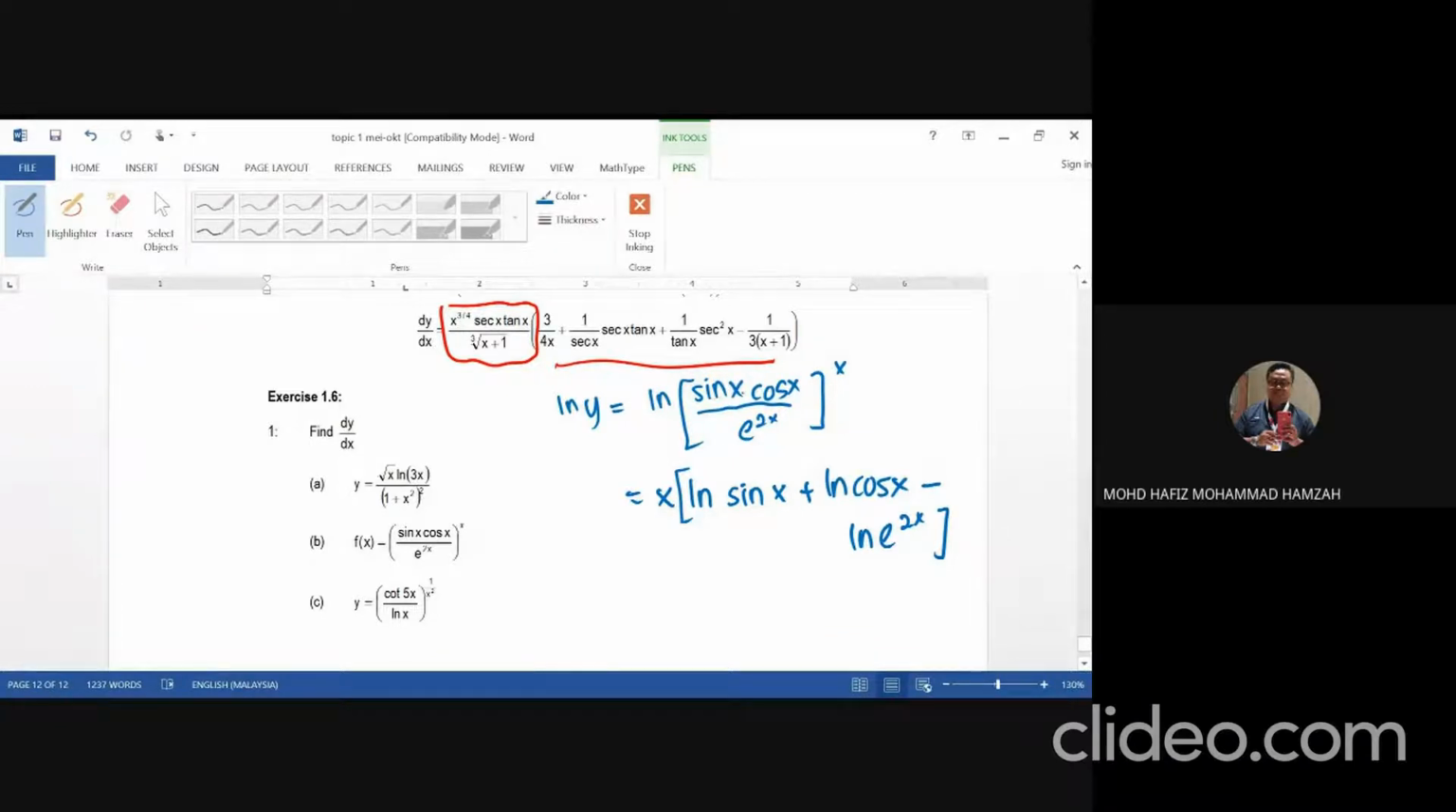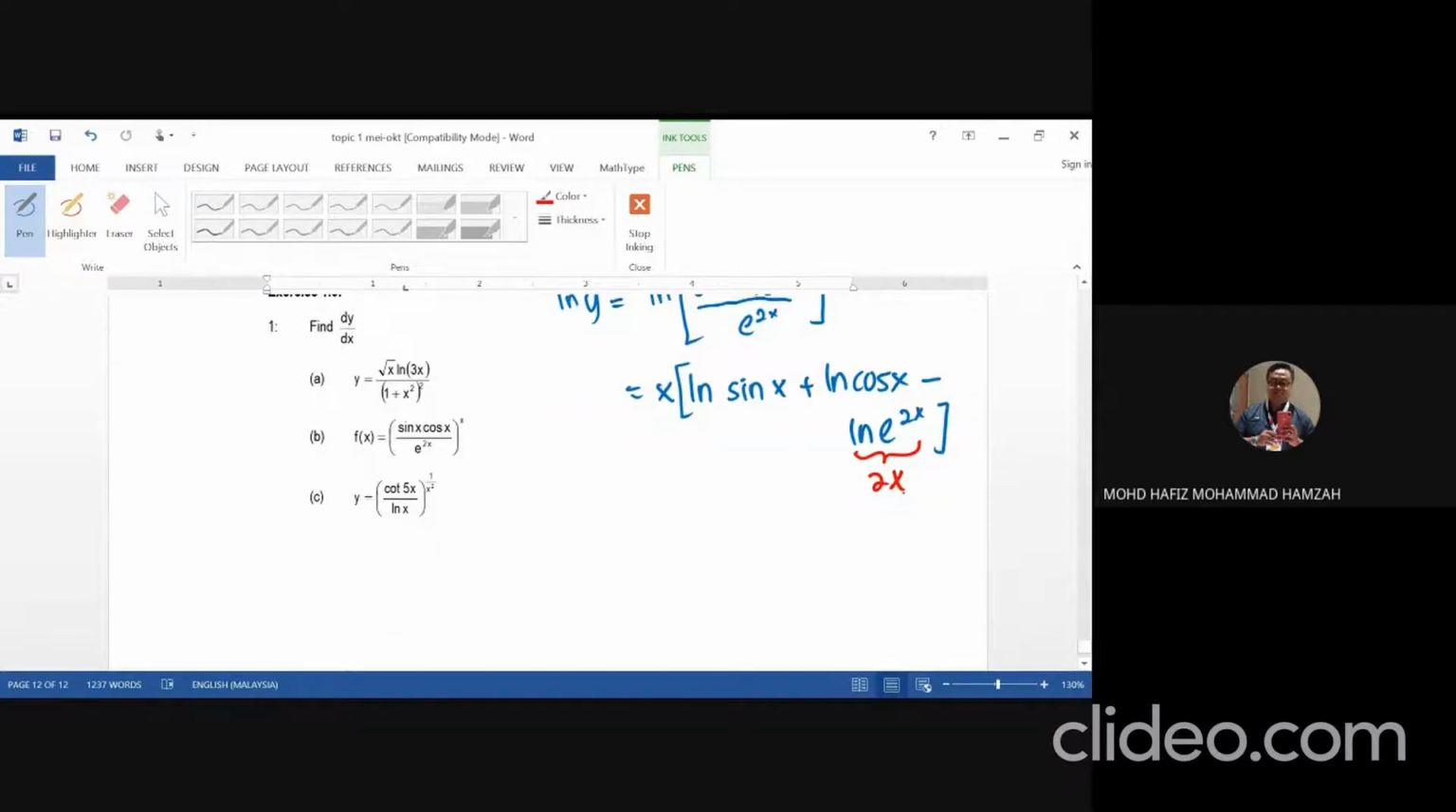Okay, so ni A tambah B kan. So that's why dia split jadi ln sin x, ln cos x. Dan yang ni dekat bahagian denominator dia jadi minus. Right. And then ln exponent, kita tahu ln exponent adalah sama dengan 1. So you can bring this one as 2x. Lepas tu differentiate separately lah.